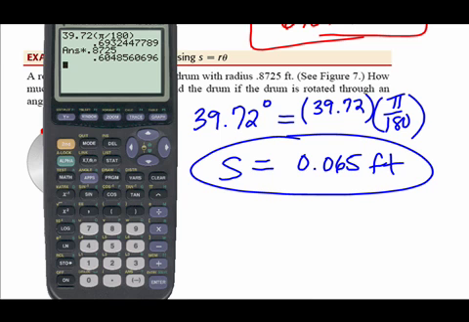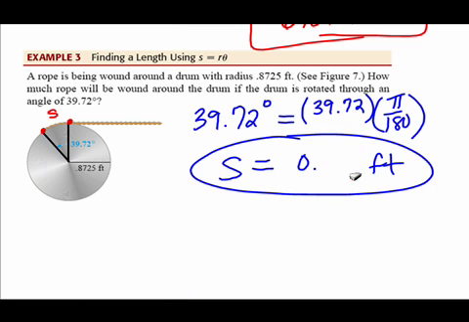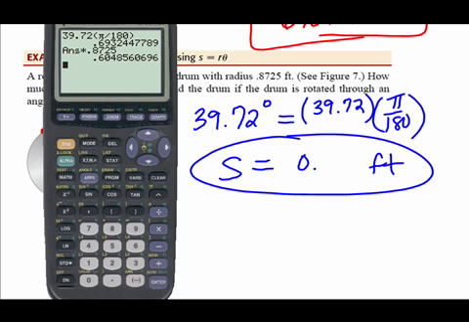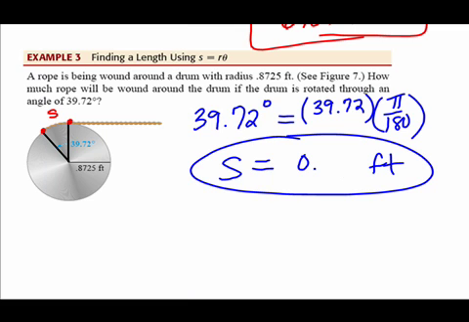Yeah, I just simply copied it off the calculator wrong. 0.605. Thank you.